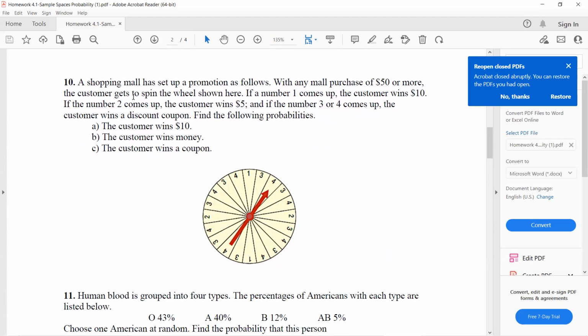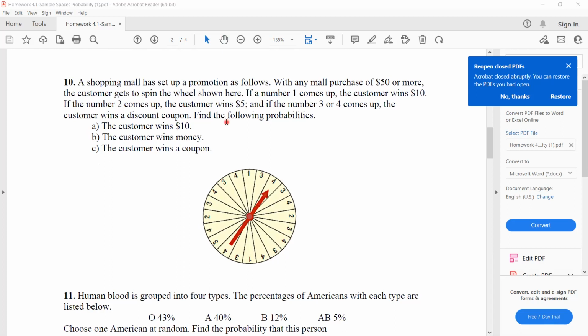A shopping mall has set up a promotion as follows. With any mall purchase of $50 or more, the customer gets to spin the wheel shown here. If a number 1 comes up, the customer wins $10. If the number 2 comes up, they win $5. And if the number 3 or 4 comes up, they win a discount coupon. All right, so the first thing we have to do is count how many sections the wheel has.